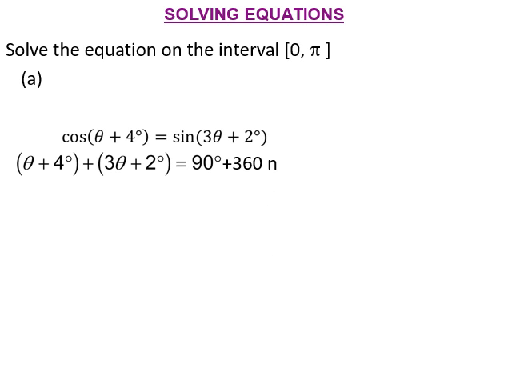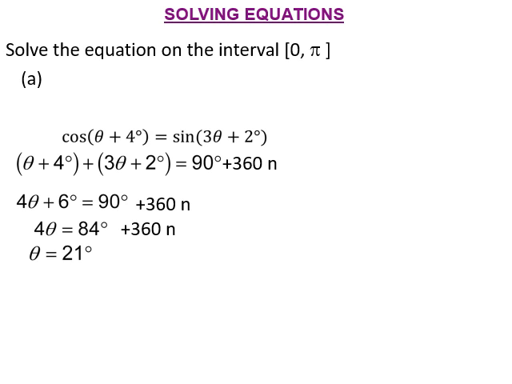The sum of the two angles equals 90 plus 360n. That means theta plus 4 plus 3 theta plus 2 equals 90 plus 360n. Then 3 theta plus theta equals 4 theta, plus 6 equals 90 plus 360n. Then try to find the value of 4 theta. It will be 90 minus 6, which means 84 plus 360n. Divide all terms by 4. Finally theta will be 21 plus 90n.